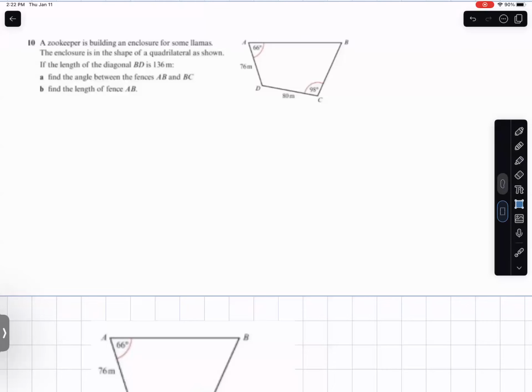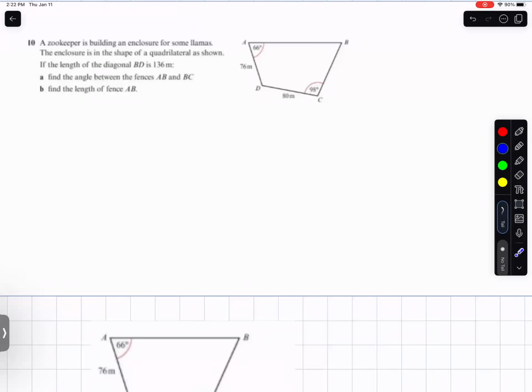Let's move on to the next question. A zookeeper is building an enclosure for some llamas. The enclosure is in the shape of a quadrilateral as shown. If the length of the diagonal BD is 136 meters, A, find the angle between the sides AB and BC. So we are looking for the angle between AB and BC. Then B, find the length of fence AD.